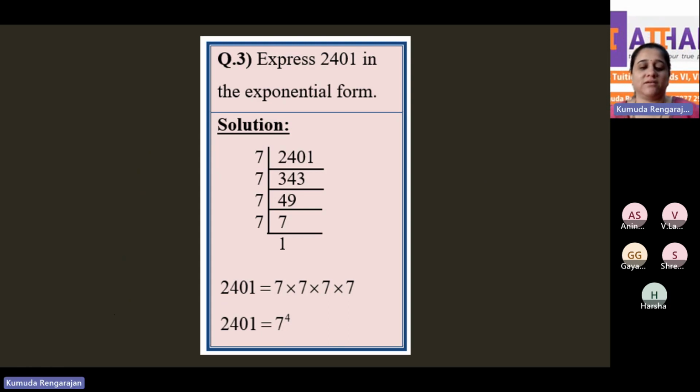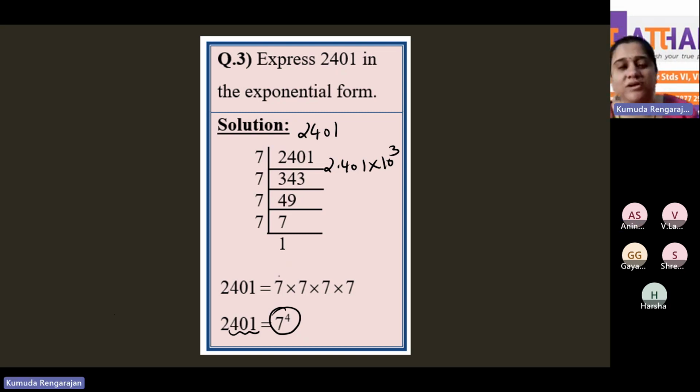Exponential form means base and power. If you have to write 2401 in the standard form, then Anintika, you're right. It's 2.401 into 10 to the power 3. Standard form is different. Exponential form is different. Now the question can also be: express 2401 in base 7. In base 7. So 7 to the power 4.